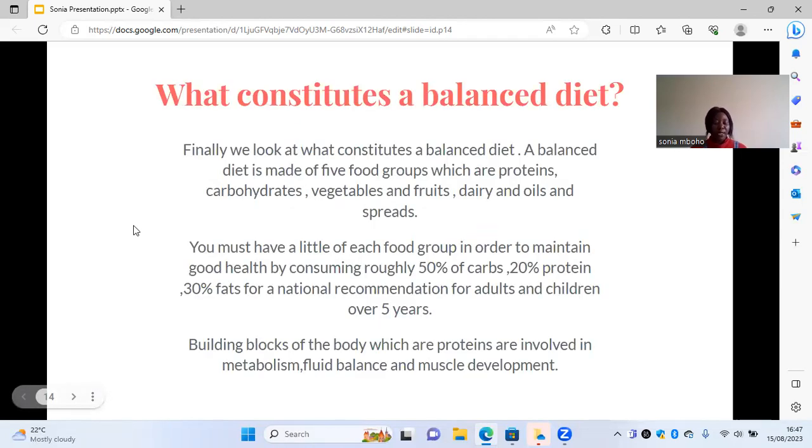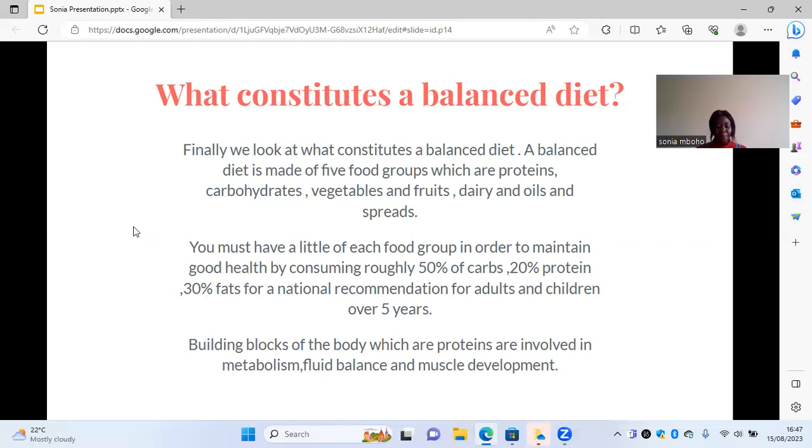Now we are going to look at what constitutes a balanced diet. A balanced diet is made of five groups, which are proteins, carbohydrates, vegetables and fruits, dairy, and oil. You must have a little of each in order to maintain good health. You must roughly consume 50% carbs, 20% protein, 30% fats. This is the recommendation for adults and children over 5 years. Proteins, which are the building blocks of the body, are involved in metabolism, fluid balance, and muscle development. We get them from meat, eggs, and other things. They are made up of amino acids.